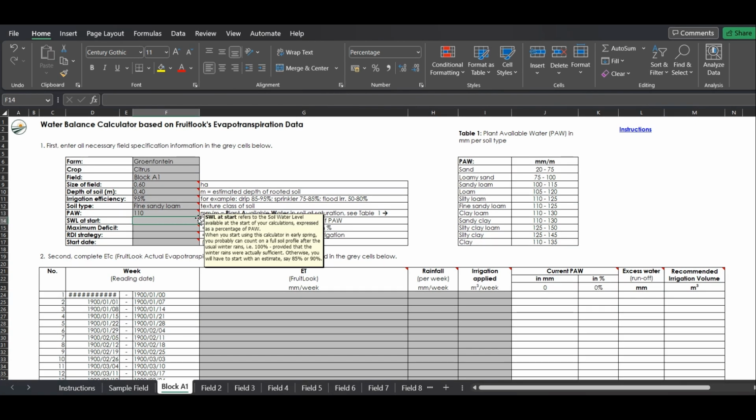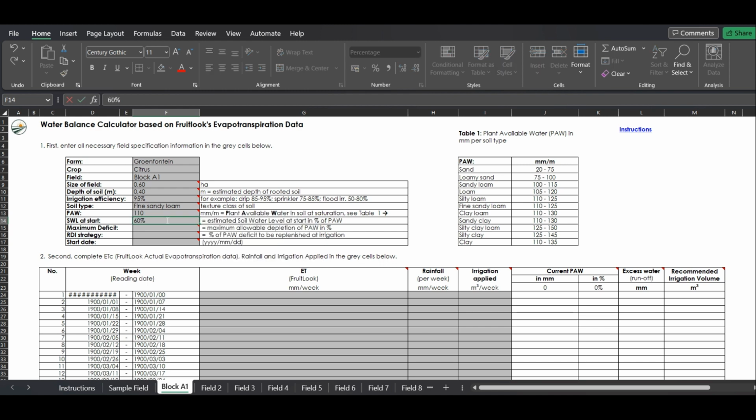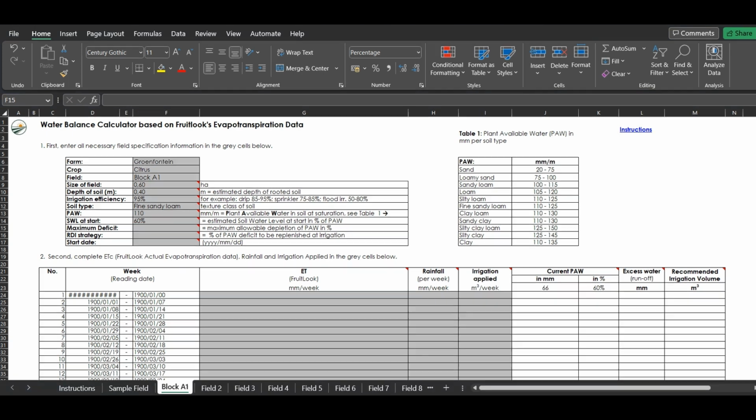What is the soil water level status at the start of your calculations? In this case, our field's water level is at 60% of its plant available water at the start of our irrigation season. It will be denoted in the current plant available water column.